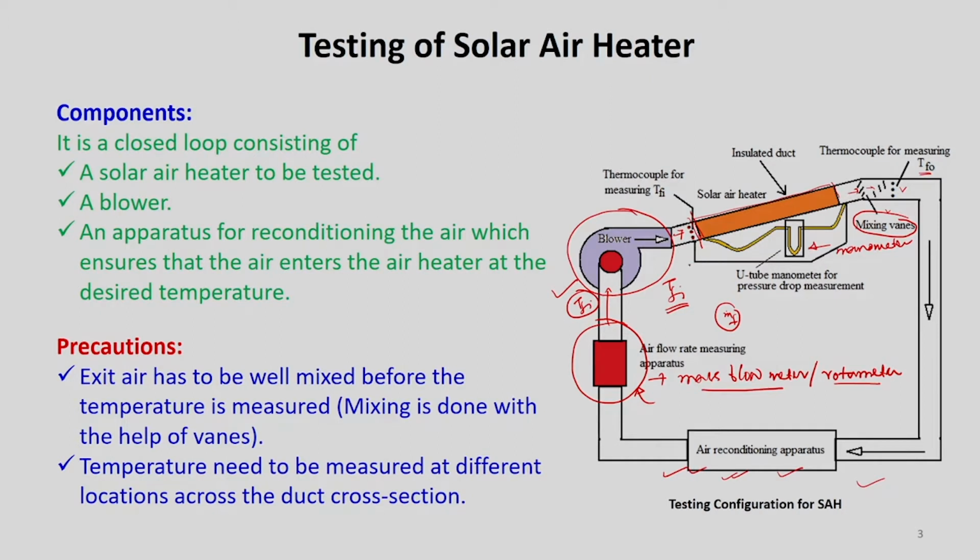And while doing the experiments, we need to take some precautions. For example, this exit air has to be well mixed before the temperature is measured. This mixing is done with the help of vents, as I have shown here, and this temperature needs to be measured at different locations across the duct cross section, because of the non-uniformity of the temperature. And this setup works in a closed system.